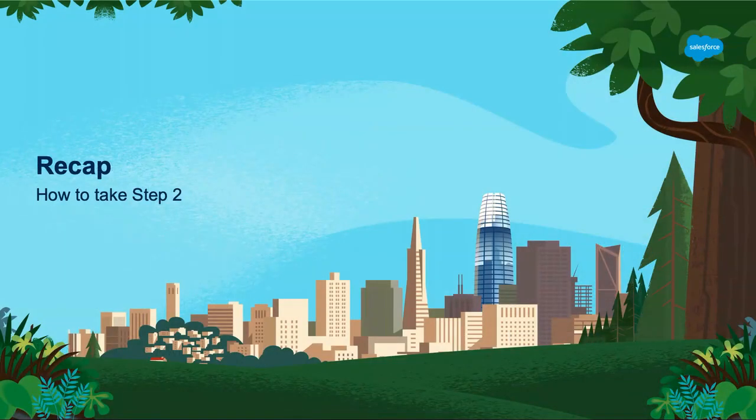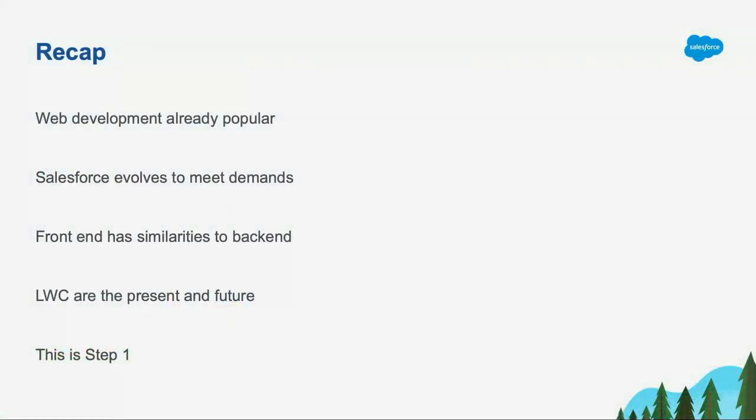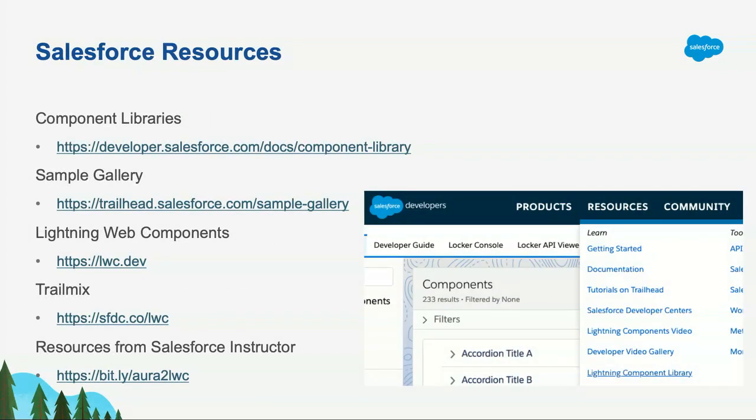All right. So that was step 1. What do we do for step 2 and beyond? Right, we talked about how web development is already popular. JavaScript's been the king for 7 years, and it's not going anywhere. And we've talked about how Salesforce has evolved to join industry standards and meet the demand for these responsive designs. We saw a lot of similarities from front end to back end. And we also talked about how LWC, because it is an industry standard, is not only the present but the future as well. And since this is just step 1, where do we go for step 2?